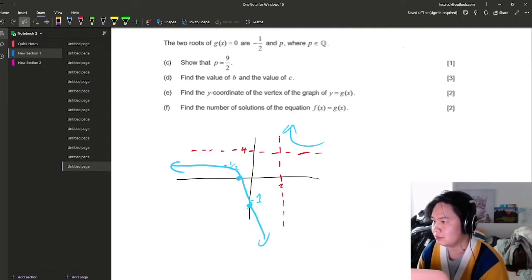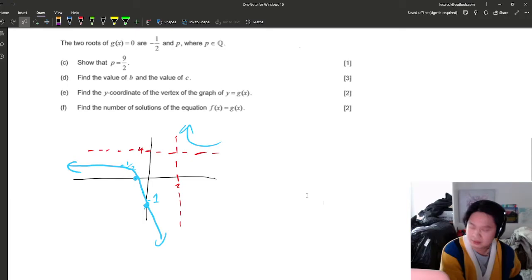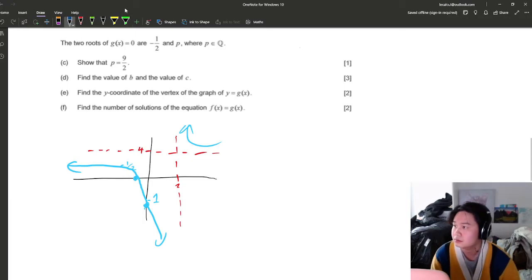So let's go back to this one. So let's say that g is going to be green. So we have a root at -1/2 and at p. So at -1/2, there's a solution that's at least 1. And then 9/2 is like 4.5, right? So it's like somewhere over here.